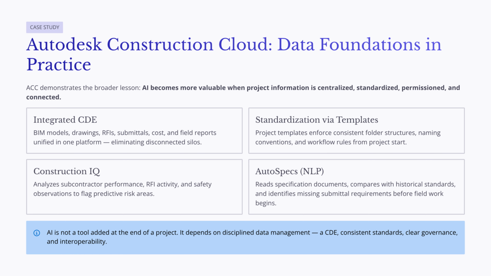For many years, large contractors have struggled with disconnected project information. Design teams may work in BIM software, schedulers may use Primavera P6 or Microsoft Project, field teams may rely on mobile applications, and cost information may be managed in separate ERP platforms. When information is divided across many systems, AI has difficulty forming a complete and reliable view of the project.